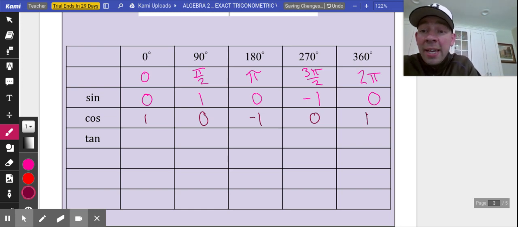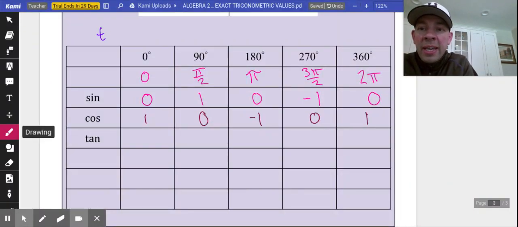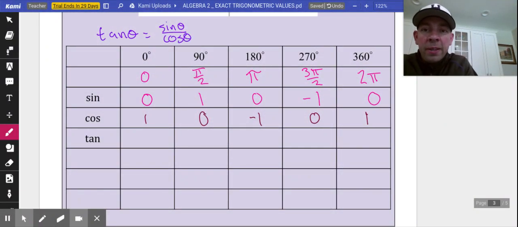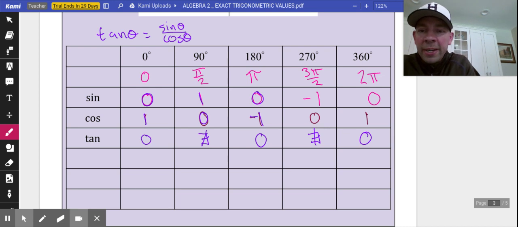Now, how do we get tangent, right? Well, here's a nice note for your notebook. The tangent of theta is always the sine of theta divided by cosine of theta. So if I take 0 and I divide it by 1, I get 0. 1 divided by 0 is non-existent, okay? 0 divided by negative 1 makes 0. And then you can see non-existent and again 0. So that was a little anticlimactic, wasn't really exciting.